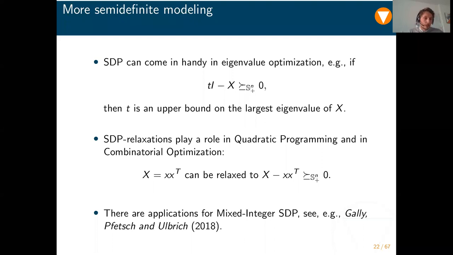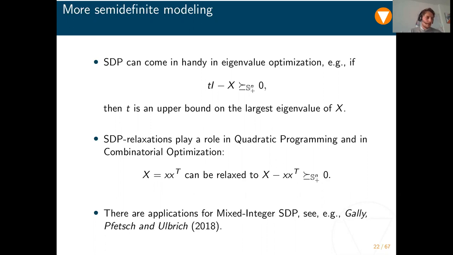And if you still find it abstract how SDP can pop up in practice, there's this nice paper by Gally, Fletcher and Ulbrich, where they introduce an algorithmic framework for mixed integer SDPs. But there's this nice example of so-called truss topology design, where this explains how, first of all, SDPs combined with mixed integer variables, but SDPs at all, can pop up in real engineering applications.